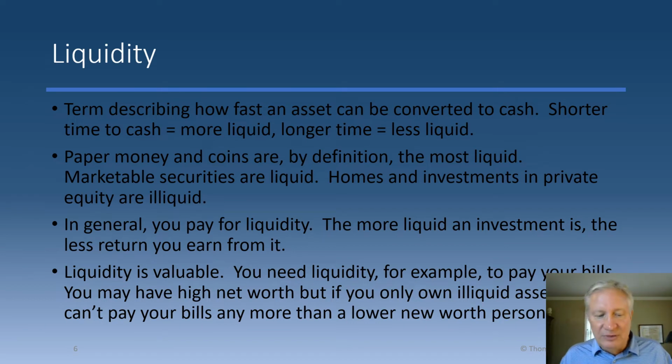Homes, investments in private equity, and investments in artwork are illiquid. You can sell your home in a week, but you might have to sell it for half price. But if you wait 3 months, 6 months, 9 months, you should be able to get a fair price, a market price for your home. In general, you pay for liquidity. It's a benefit. The more liquid an investment is, the less return you're likely to earn from it.